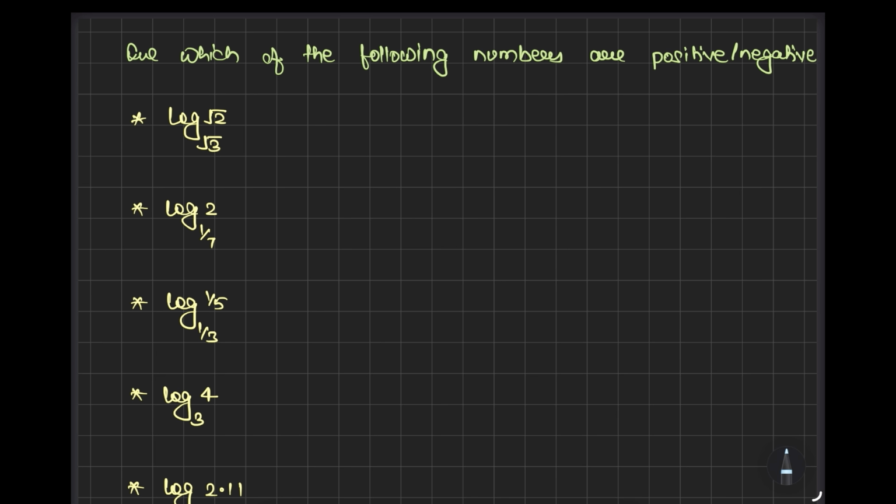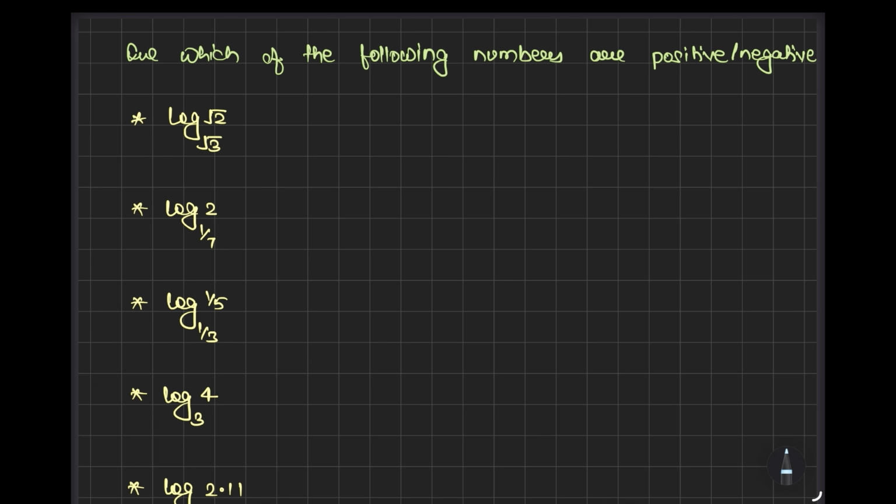So, we are back with a wholesome new session in which we will decode which of the following numbers will be positive or negative. You know that if the argument and base lie on the same side of unity, the value of log will be positive.